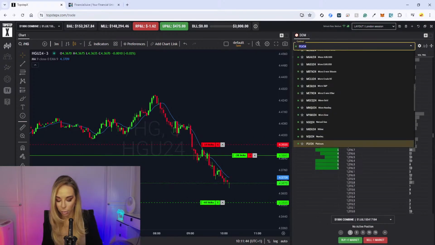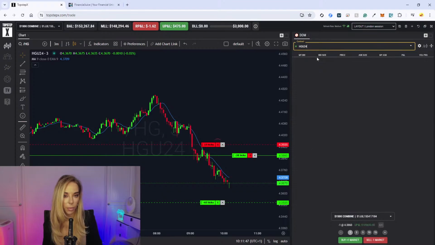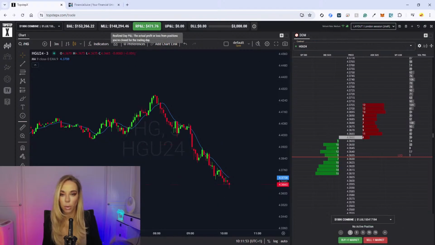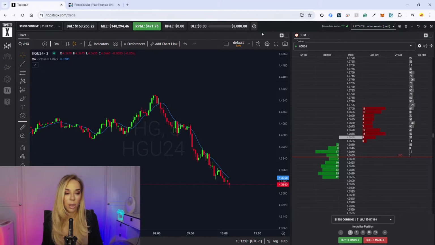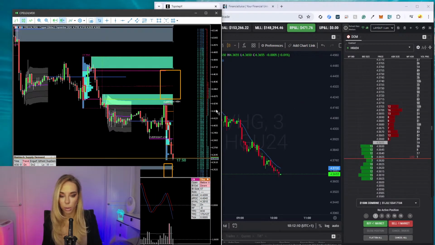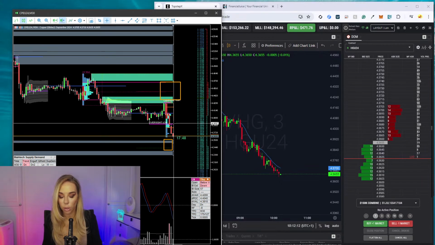So I am going to take off this copper trade for a very respectable $471 for the session, minus the fees, obviously. So yeah, it's pretty good. This was a trade where I took a portion of the trend for the day.